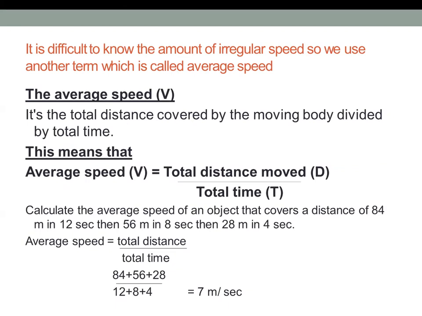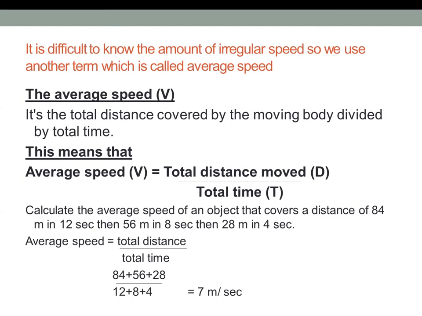As we know before, we have two types of speed, regular speed and irregular speed. It's difficult to know the amount of irregular speed, so we can use another term which is called average speed. What is the meaning of average speed? The average speed is the total distance covered by the moving object divided by total time. All the distance that the object moves divided by all the time that's used to cover this distance, okay?